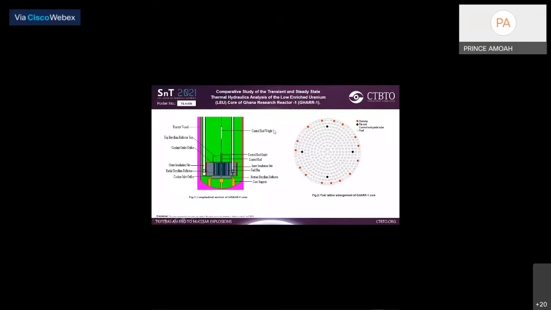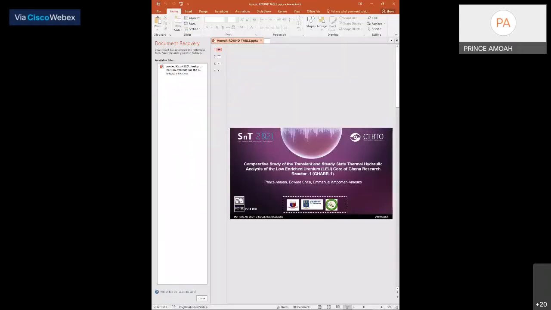Okay. So my presentation is on the comparative study of the transient and steady state thermohydraulic analysis of the low enriched uranium core of the Ghana Research Reactor 1. The authors have been indicated there.